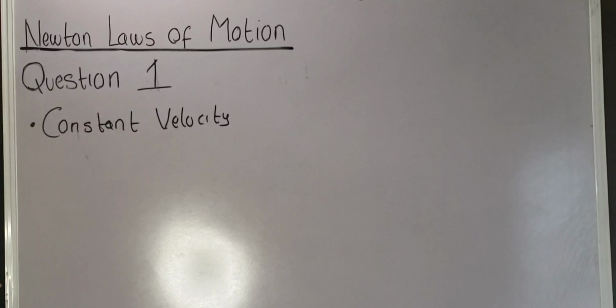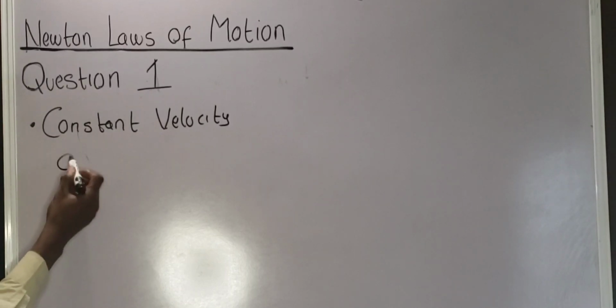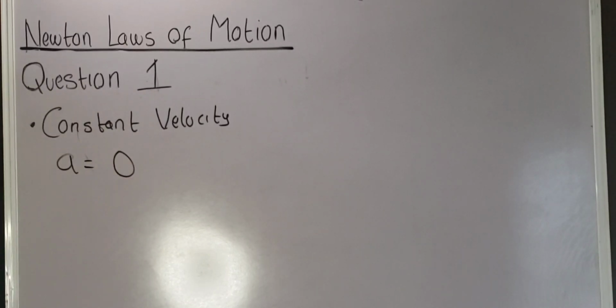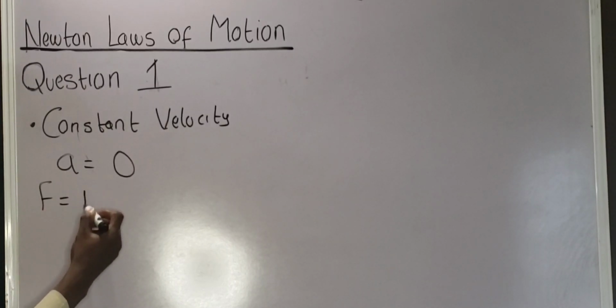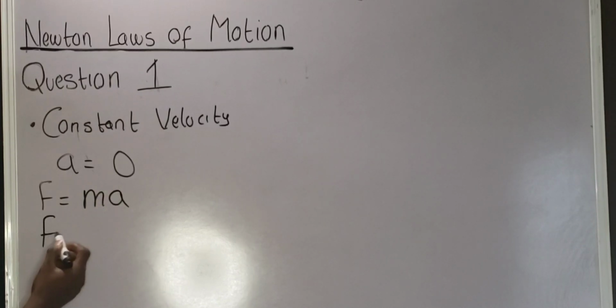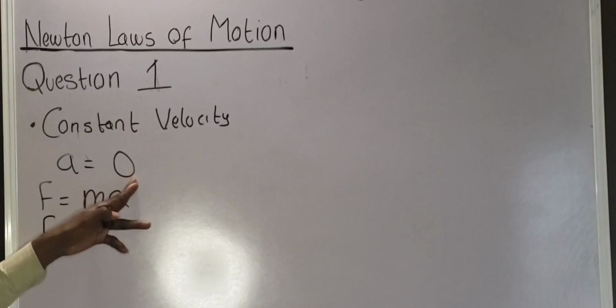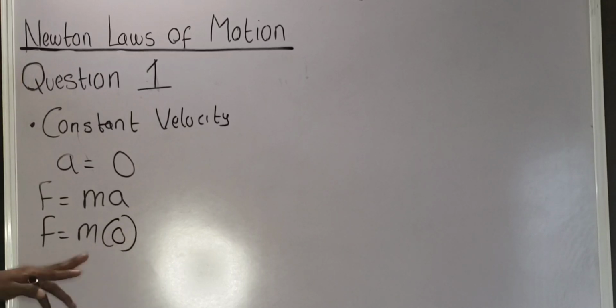So an object traveling with a constant velocity has an acceleration equal to 0, from our previous calculation. That is under Newton's first law of motion. Now the horizontal force acting on that car: F is equal to the product of mass and acceleration, F = ma. Since a is 0, m multiplied by 0 is 0. That means the force acting on the car is 0 Newton.